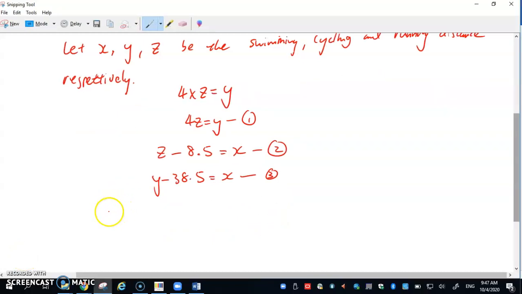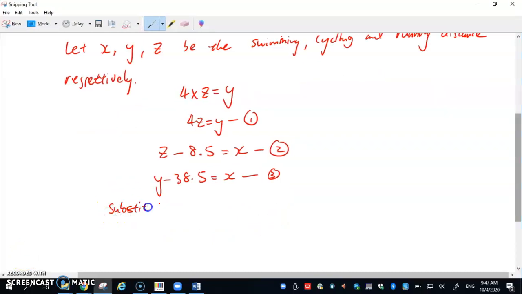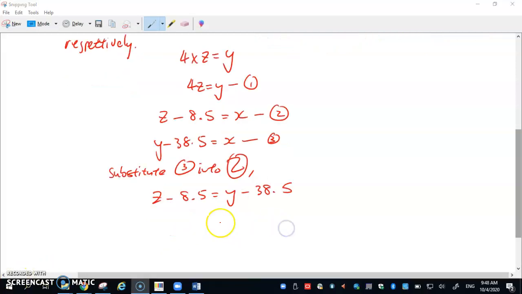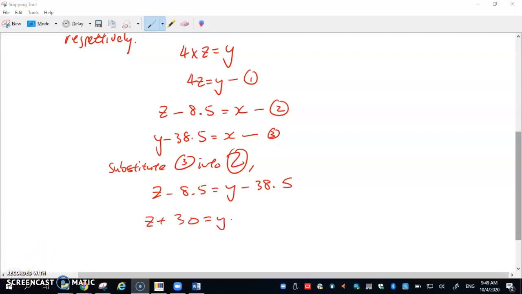Okay, we will now substitute 3 into 2. And we have z minus 8.5 equals y minus 38.5. Then we will add 38.5 on both sides of the equation. We get z plus 30 equals y. And we will label this as 4.